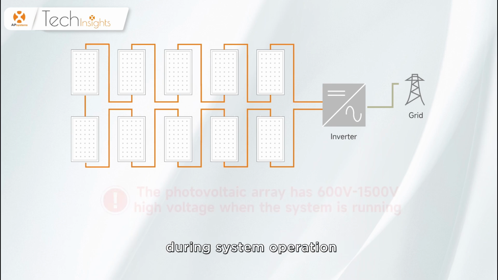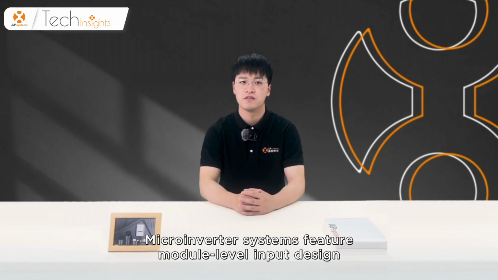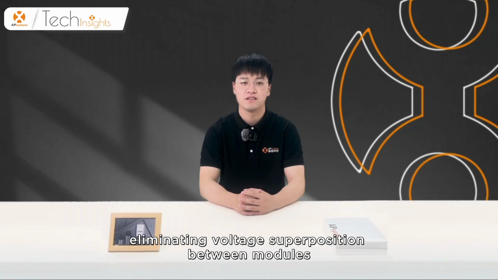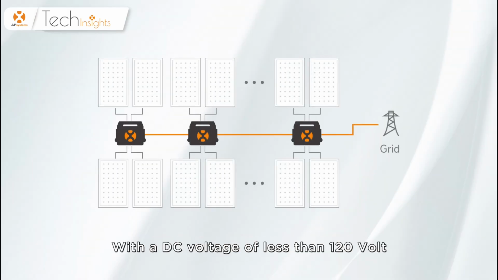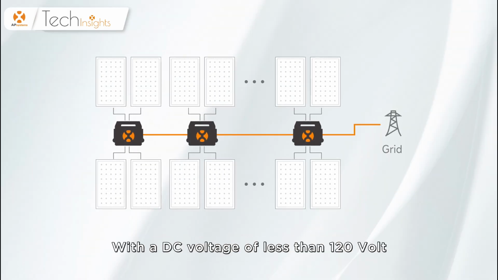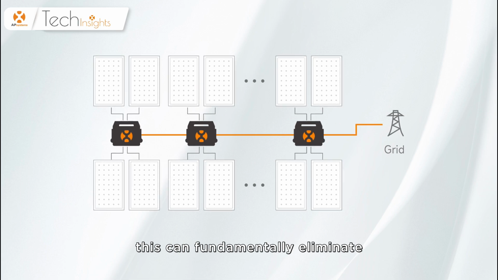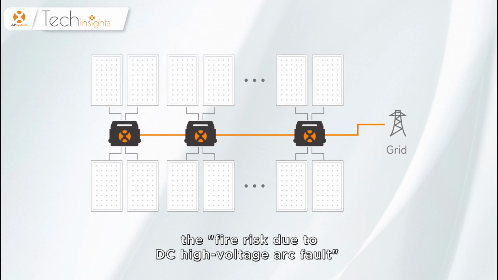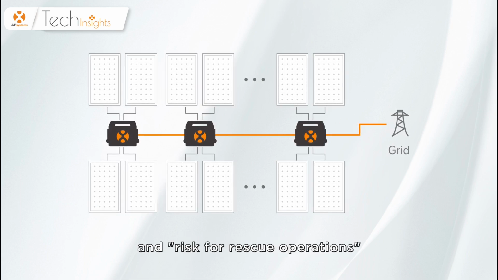during system operation. Microinverter systems feature module-level input design, eliminating voltage superposition between modules. With a DC voltage of less than 120 volts, this can fundamentally eliminate the fire risk due to DC high-voltage arc fault and risk for rescue operations.